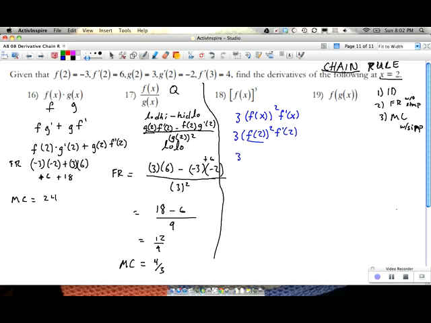Well, what's f of 2? F of 2 is negative 3. So 3 times negative 3 squared. And f prime of 2 is 6. Okay, so this is our free response type answer. To simplify it to a multiple choice answer, we square the negative 3, that's 9. And we got times this 3, that's times, okay, what do we got here? This is 3 times 9 times 6, which is really 1 times 2. That's 162. That's a lot of multiplying going on there. But that's what you would get. That's your multiple choice type answer.